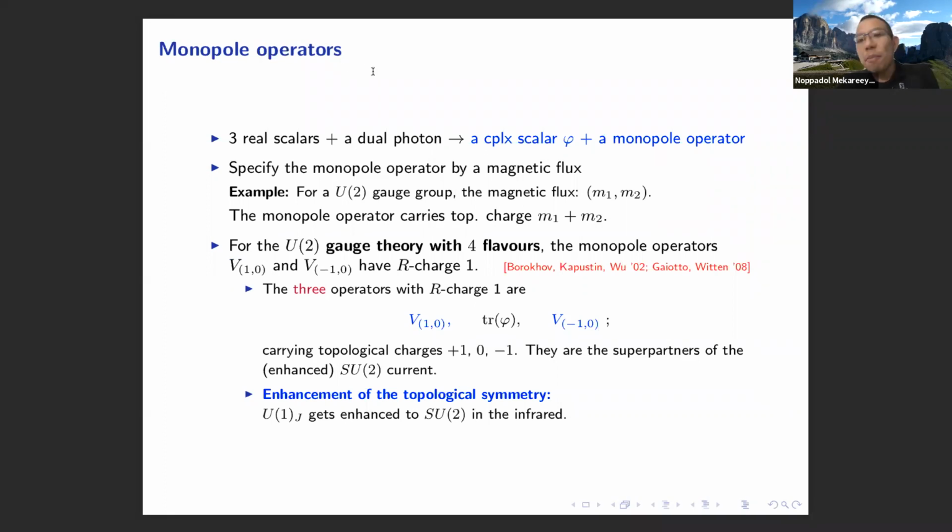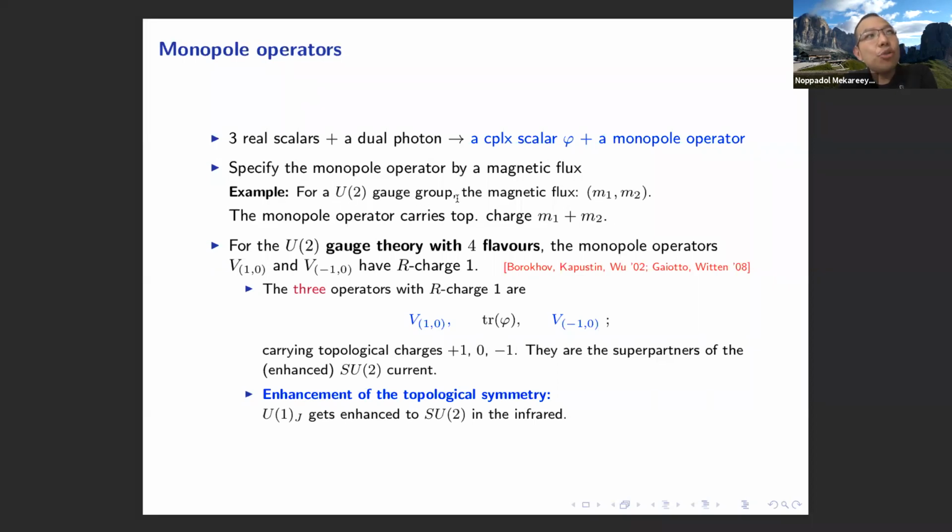I talked about monopole operators as a suitable variable to describe the Coulomb branch. So how do they arise? They arise from the 3 real scalars in the vector multiplet plus a dual photon. You take a combination of the 3 real scalars into a complex scalar, plus a monopole operator. The monopole operator, from the UV perspective, comes from the combination of the dual photon with one of the scalars. And you specify the monopole operator by magnetic flux.